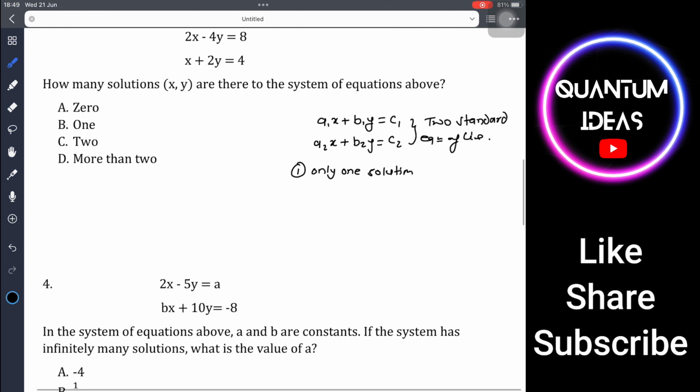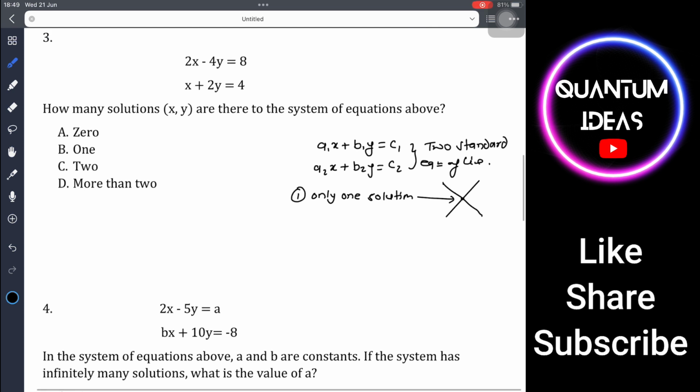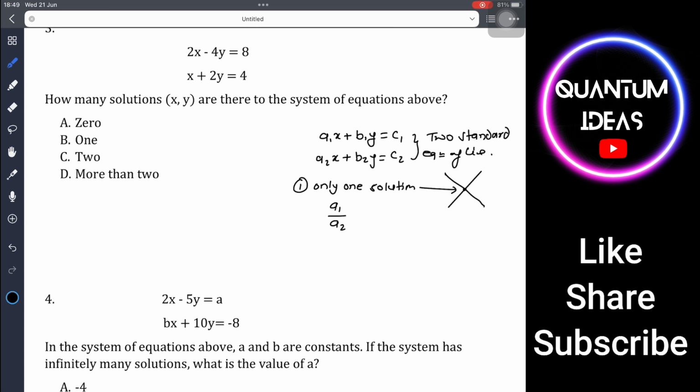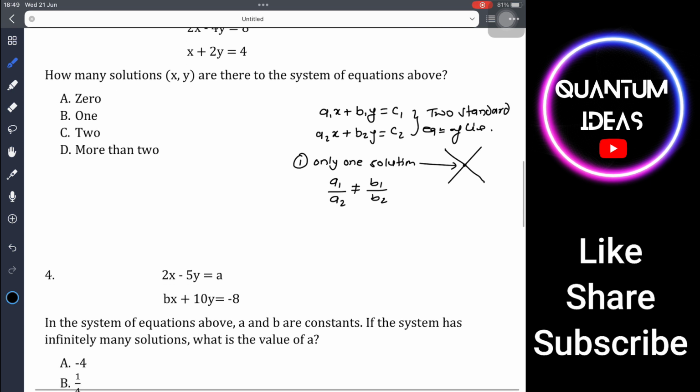When they intersect at a point, right? If two lines intersect at a point like this, they will have only one solution. Oh, I remember, guys, I have made a full video on this topic. You can check my early SAT video, that is full and complete. So only one solution is there when there is only one intersection. So when that happens, a1 over a2, the ratio of the coefficients of x, is not equal to the ratio of the coefficients of y, b1 over b2.